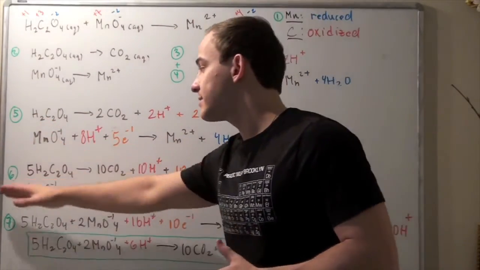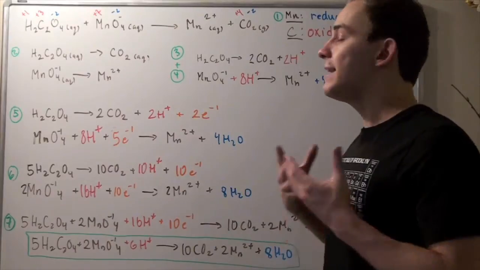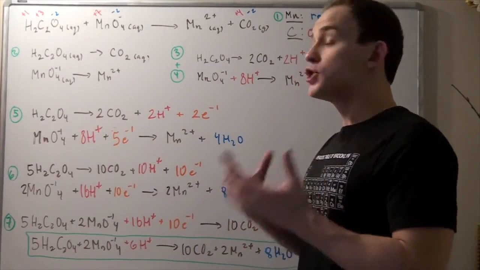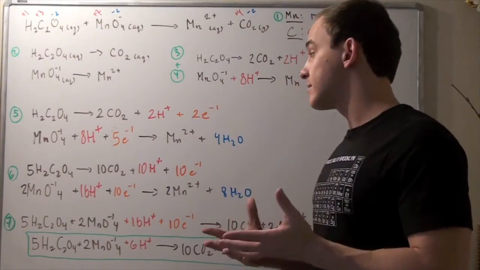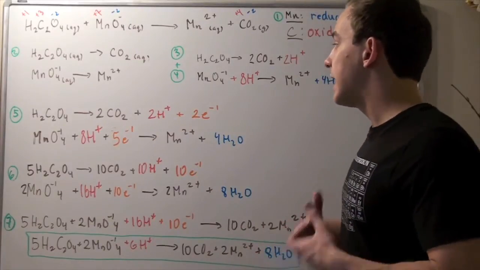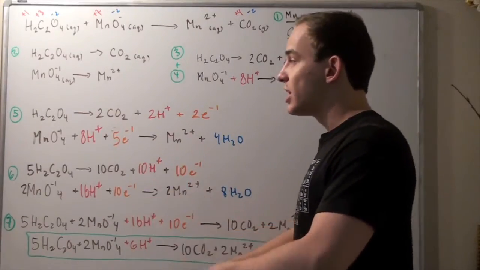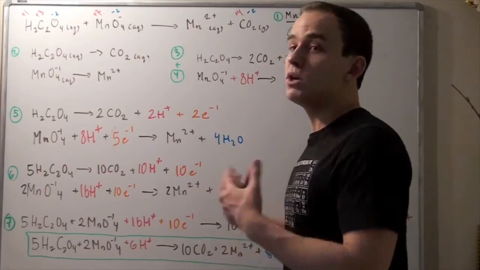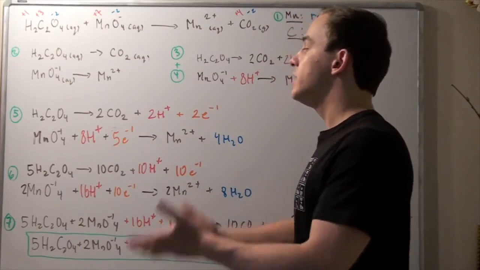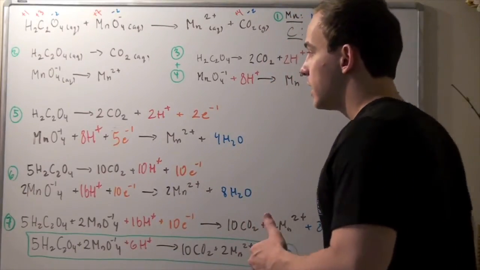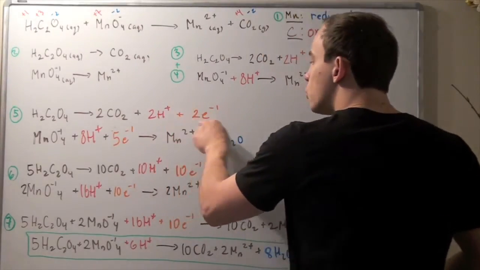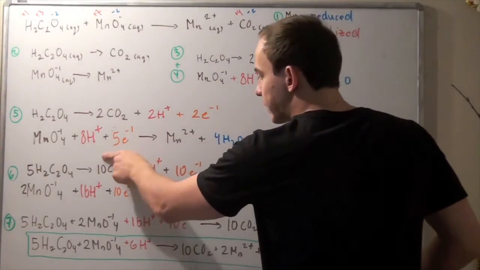In step 6, I want to consider the fact that charge is conserved, like mass is conserved. And that means whatever amount of electrons lost by one side has to be gained by the other side. So, notice on this side I have 2 electrons. On this side I have 5 electrons.